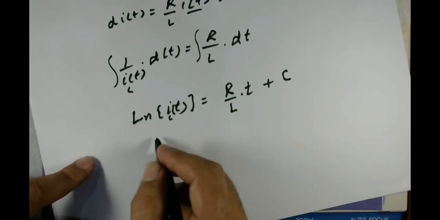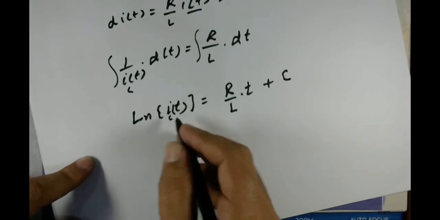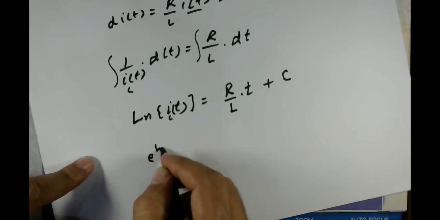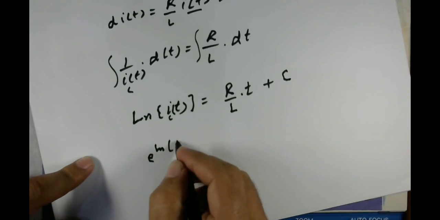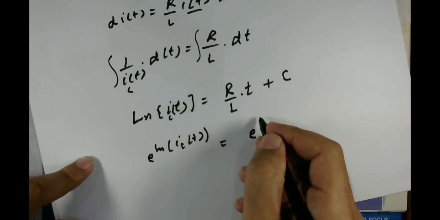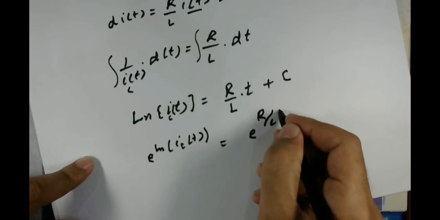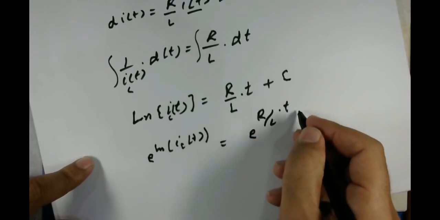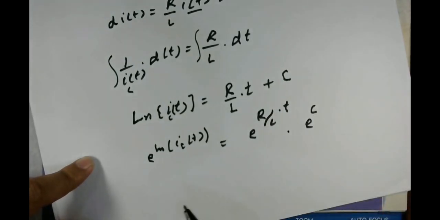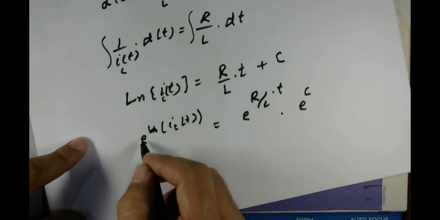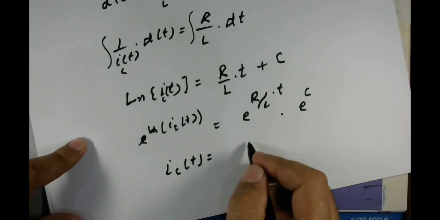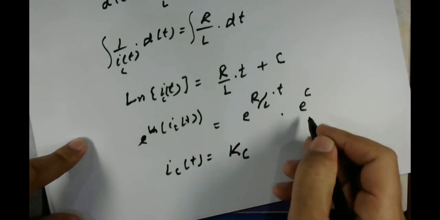Okay, so we can apply exponential to solve this. You can easily take the exponential of natural log i_c of t. And here as well you get R by L into t plus c, so we can write it e^c. Okay, and natural log and exponential cancel each other. You will get i_c of t here, and I'll put here K_c for this constant.